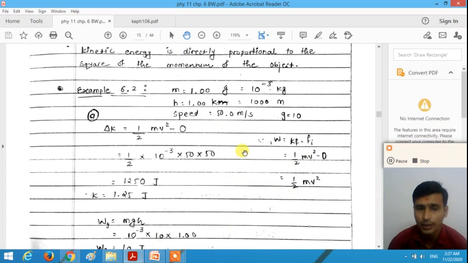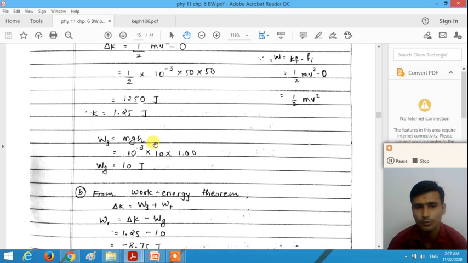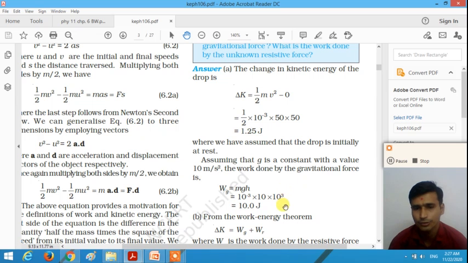Now work done due to the gravitational force, Wg, is equal to mgh. m is the mass of the raindrop, 10 raised to minus 3. g is gravitational acceleration, we take 10 meters per second squared, and h is the height, that is 1000. So from that you can easily calculate 10 raised to minus 3 into 10 into 1000, that is 10. So work done by the gravitational force Wg is equal to 10 joule.